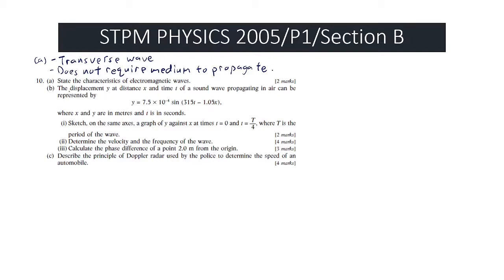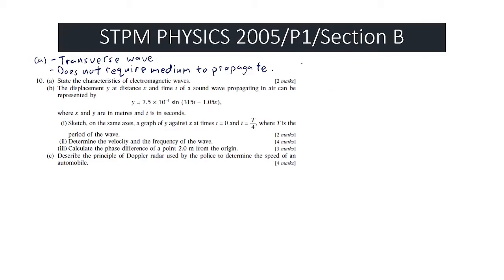And now B, the displacement y at the distance x and the time t of the sound wave propagating in the A can be represented by this, where x and y are in meter and t is in second. So sketch on the same axis a graph of y against x at time t equals 0, and t equals T per 4, where T is the period of the wave.